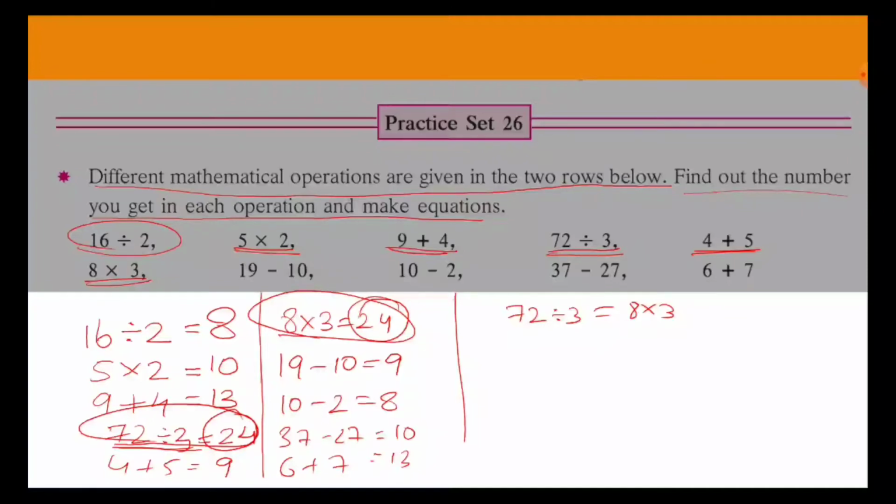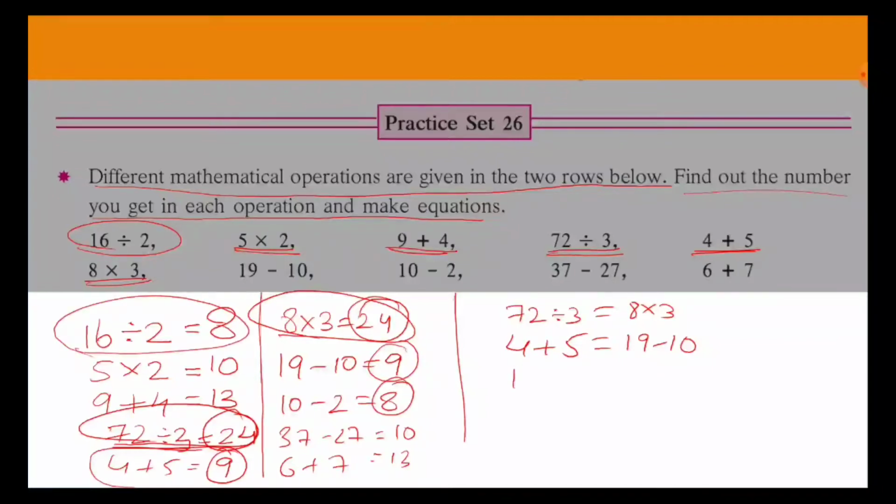Now next we have to find this 9. Where is 9 coming over here? Over here. So we can write it as 4 plus 5 will be equal to 19 minus 10, because the answer for both will be 9. If you do 4 plus 5 you get 9, if you do 19 minus 10 you also get 9. Next is 8.